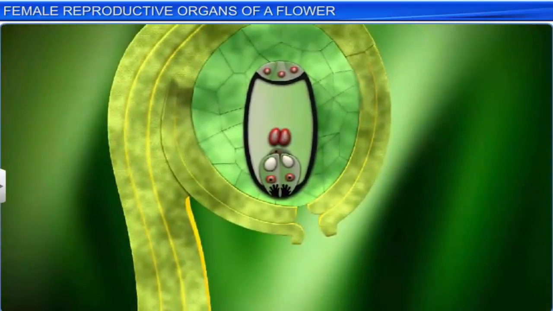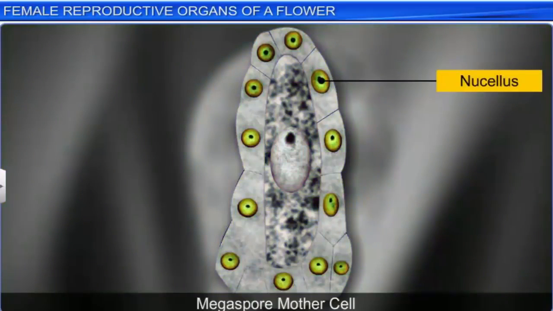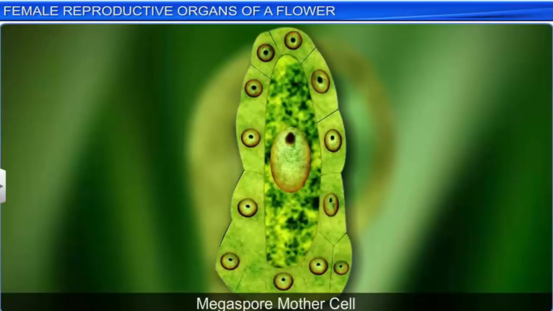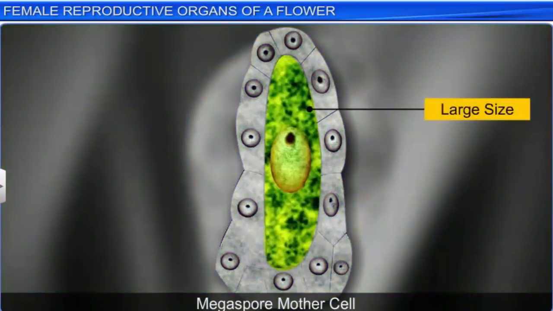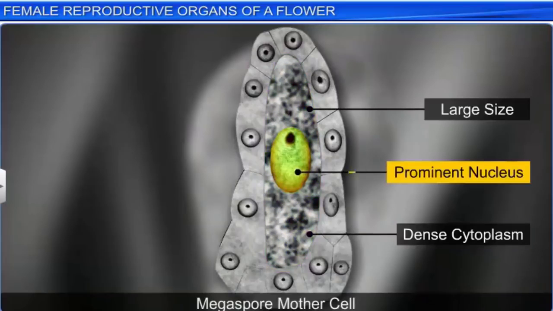In the nucellus of a mature ovule lies the embryo sac, the female gametophyte, which develops from a megaspore. This megaspore is formed when one of the nucellus cells, towards its micropylar end, gets differentiated into a megaspore mother cell, which can be easily distinguished from other cells due to its large size, dense cytoplasm, and prominent nucleus.